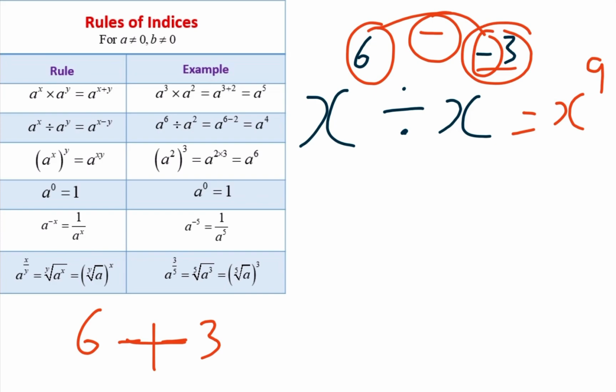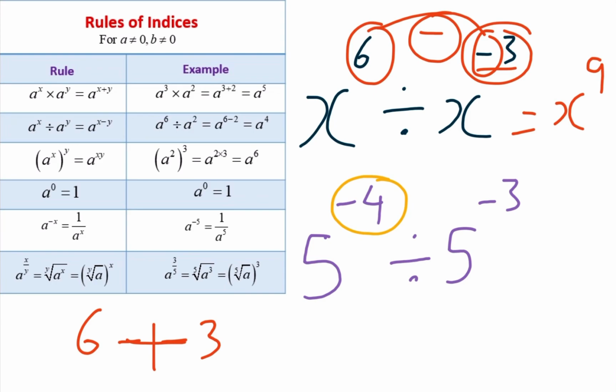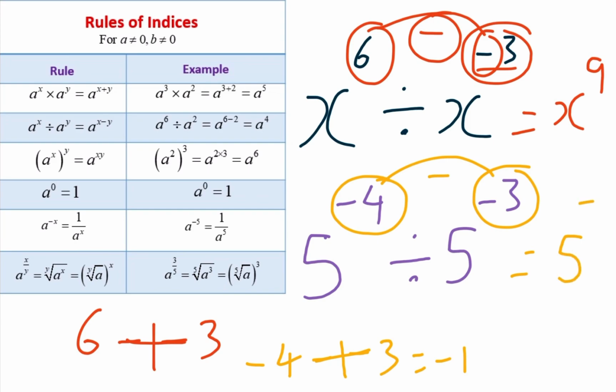Let's try another one, please. Let's try 5 to the power of minus 4 divided by 5 to the power of minus 3. So again, minus 4, minus 3, connect, take away, write the numbers out. So minus 4 minus minus 3. Two negatives make a positive. So minus 4 plus 3 is minus 1. So therefore, it's equal to 5 to the power of minus 1.